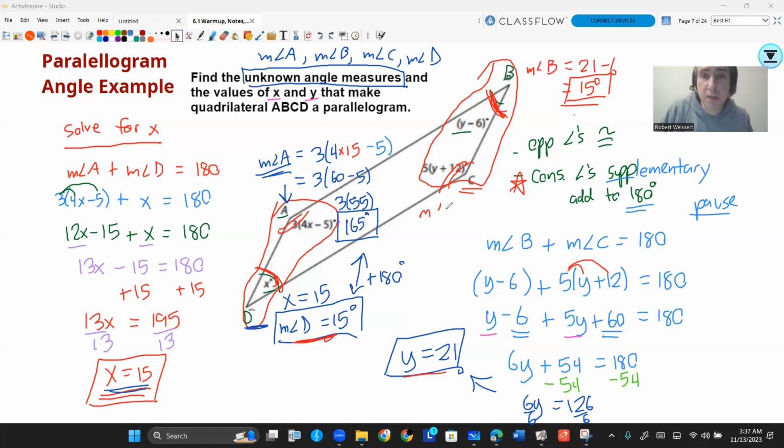The measure of angle C is equal to 5 times 21 plus 12. And 21 plus 12 is 33. 5 times 33, well, if you use your calculator, that's going to give you 165 degrees. So we have all four angles, 15, 165, 165, 15, and we have the values of x and y. We have solved this problem.